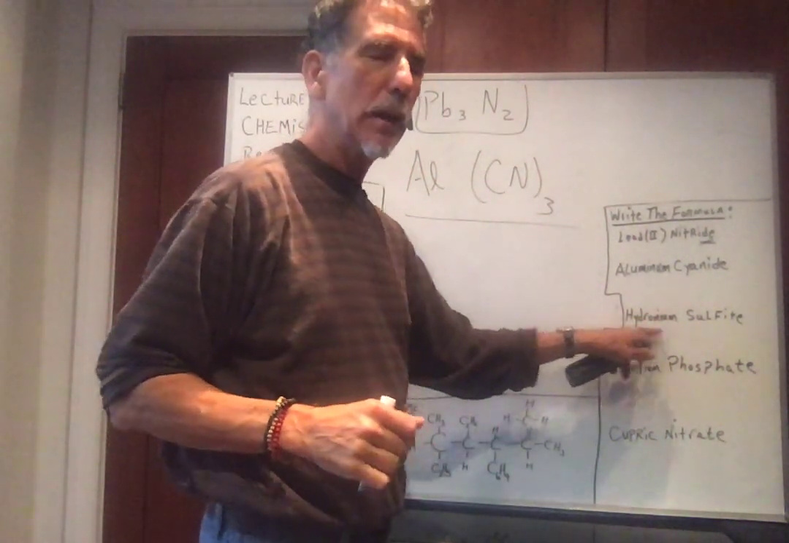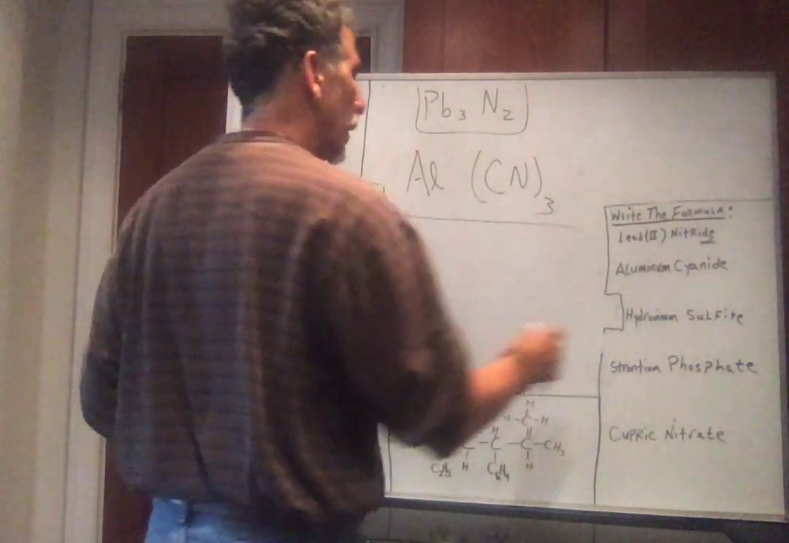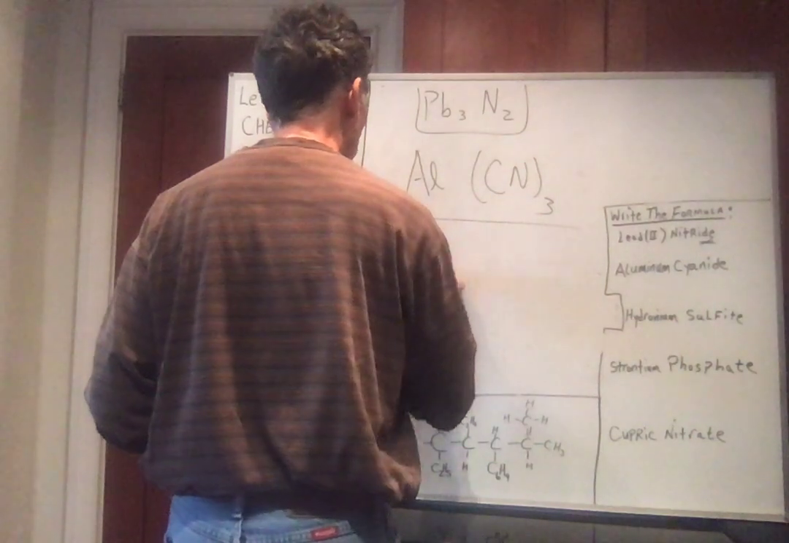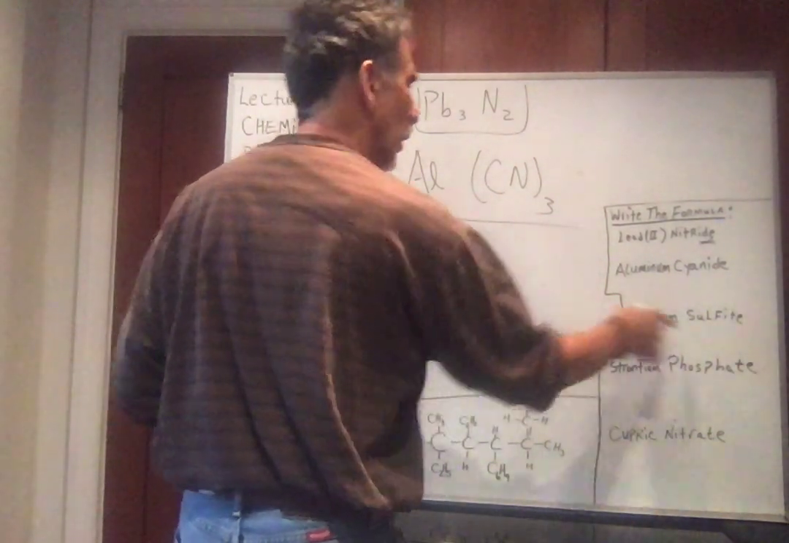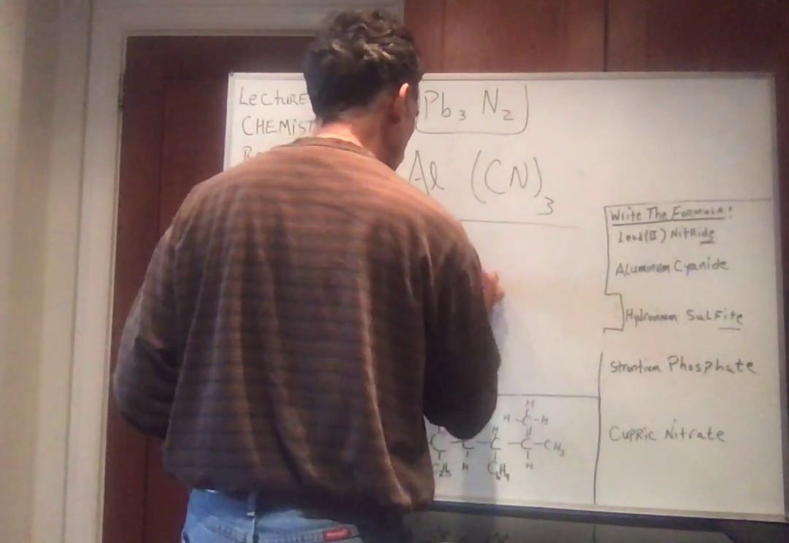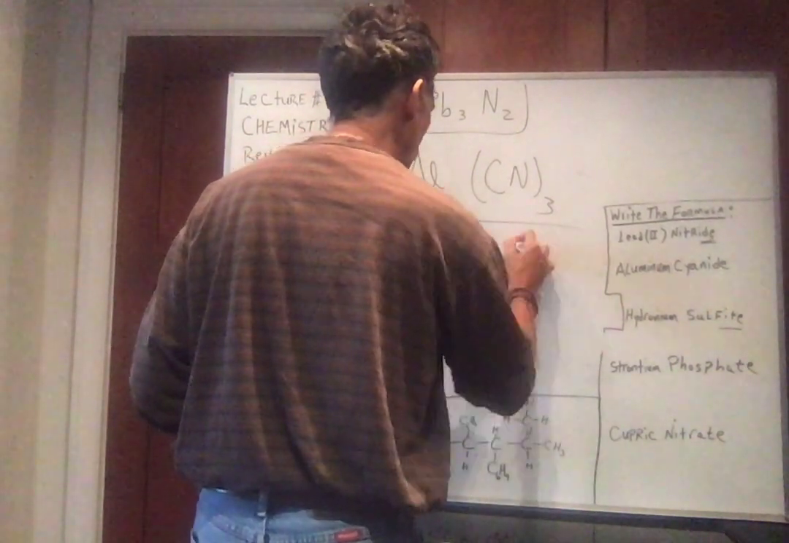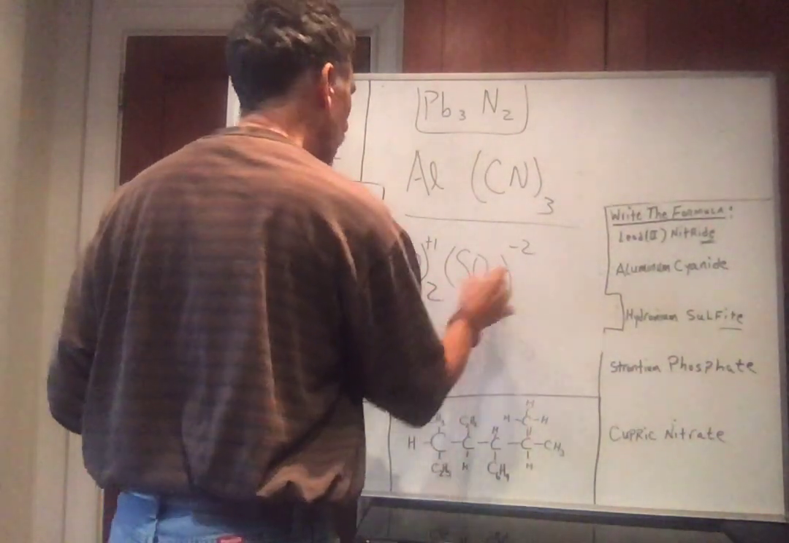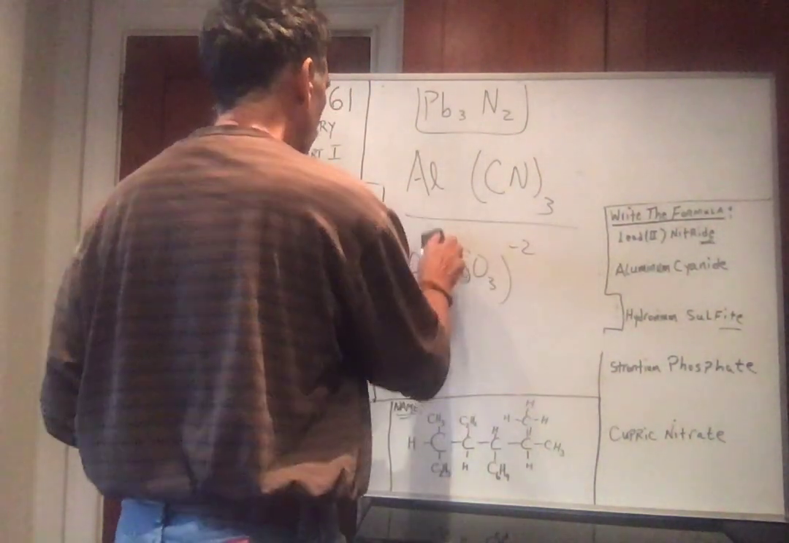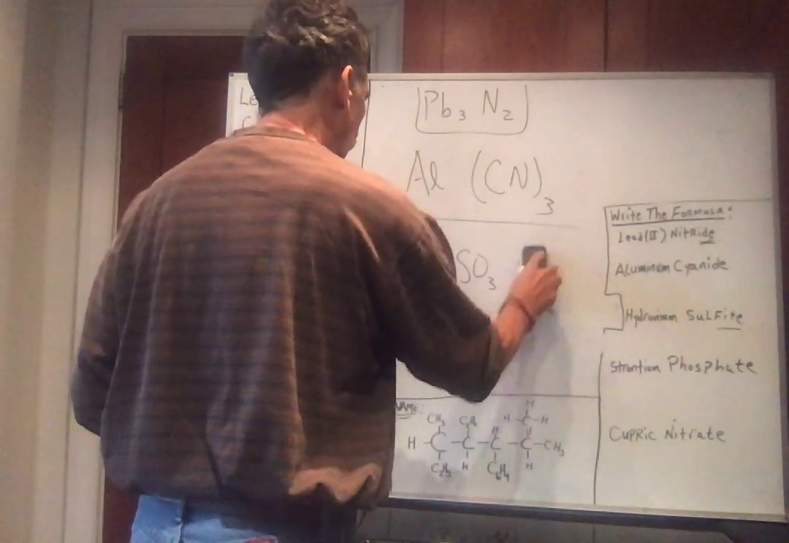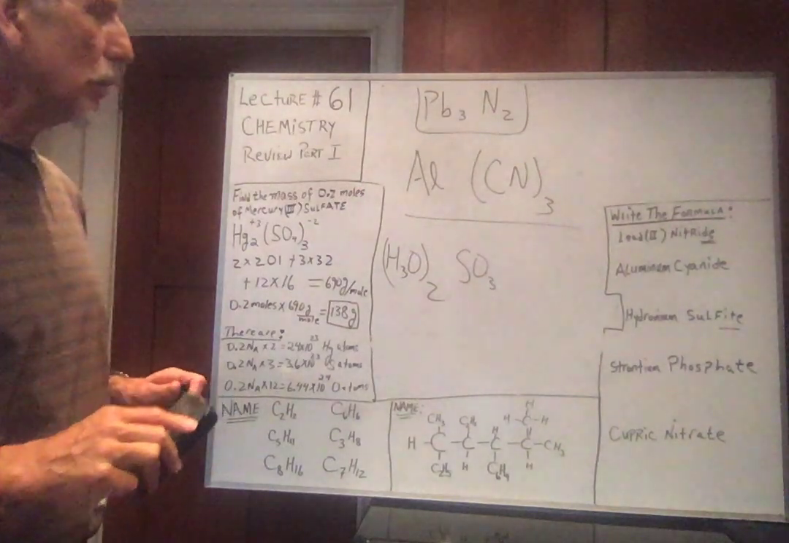Hydronium, one of our positive polyatomic ions, H3O. Remember, we had a +1 charge. Sulfite, what was sulfite? SO3 -2, I believe, correct? So we need two hydroniums and one sulfite. So I'll take this away. I don't need a parenthesis around the sulfite.